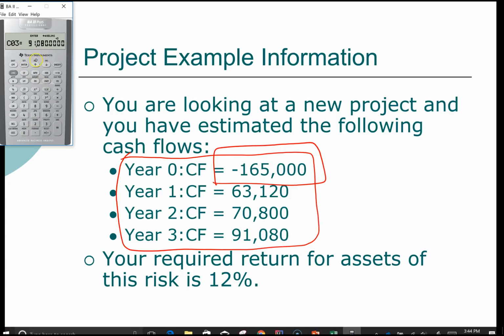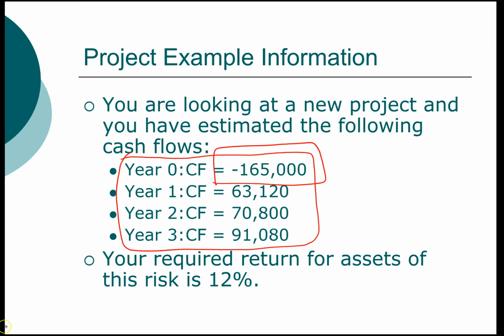It's a good habit to always scroll through your cash flow to make sure that you have entered everything correctly. So we go back to cash flow in year 0, 1, 2, and 3 to confirm that we have entered the information correctly. Next, we're going to press IRR and press compute. That is your IRR. So the internal rate of return for this project is 16%.